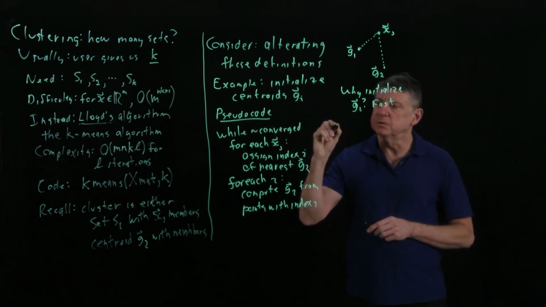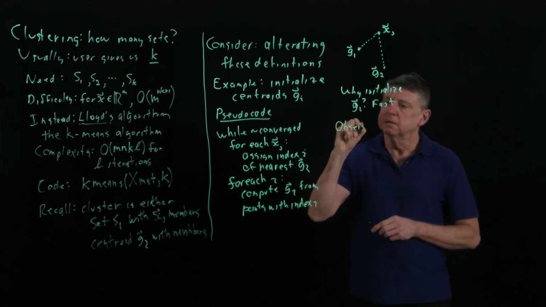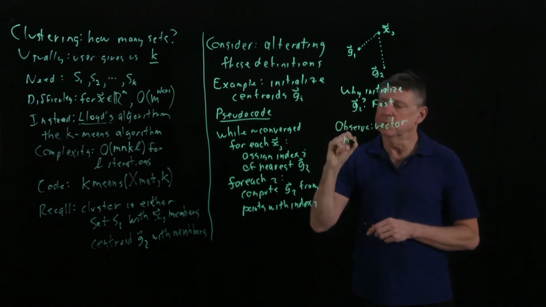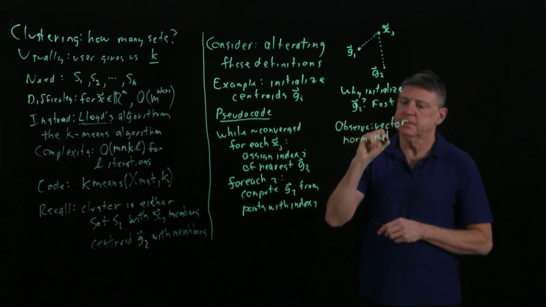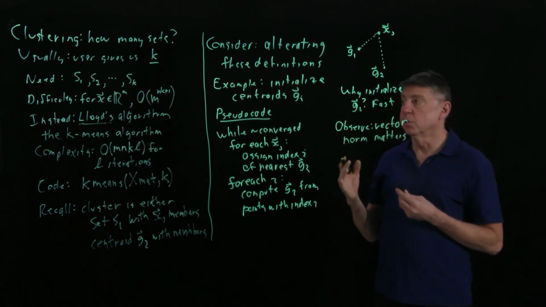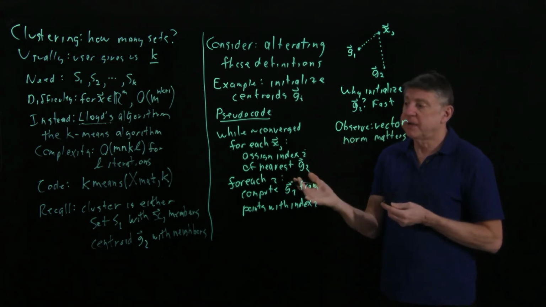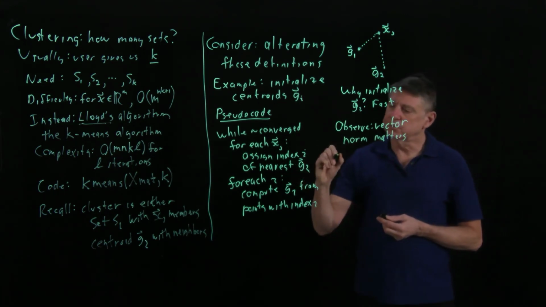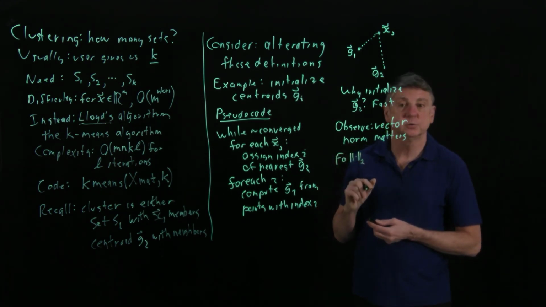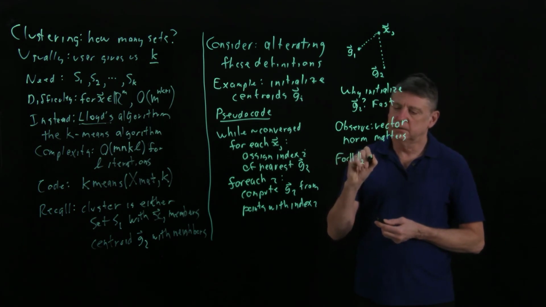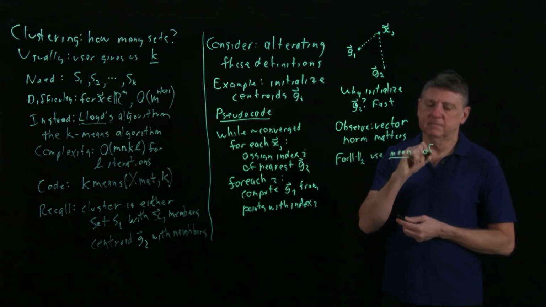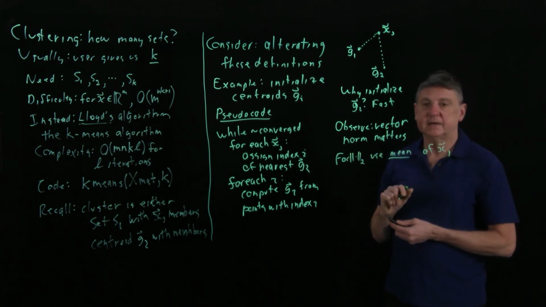Let's also observe that the vector norm matters. That is, there's an infinite number of vector norms, and each norm might have a slightly different behavior on a given data set. So, for example, if we're using the Euclidean norm, which we write as the L2 norm, then we use the mean of the vectors that we're looking at.